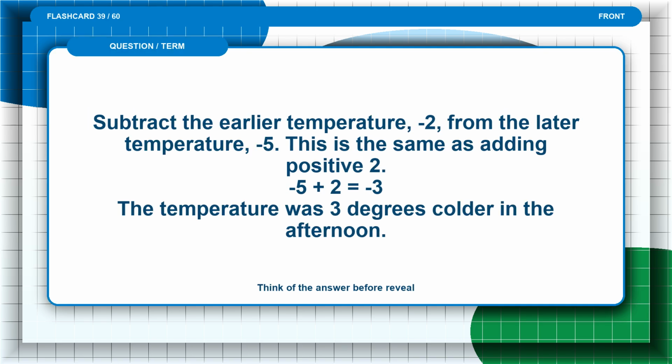Flashcard 39. Subtract the earlier temperature, -2, from the later temperature, -5. This is the same as adding positive 2. -5 + 2 equals -3. The temperature was 3 degrees colder in the afternoon. Think of the answer before the reveal.